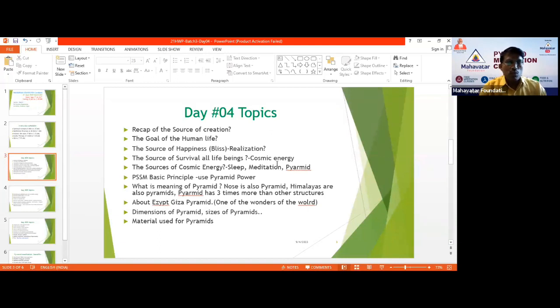How it is going to be, what exactly it is. Let's understand, friends. Before going to this, how the pyramid provides more cosmic energy to the physical body, to all other beings on this earth planet. So before understanding that, try to understand one of the basic principles of our society, PSSM society. Mahavatar Foundation is using pyramid power widely.